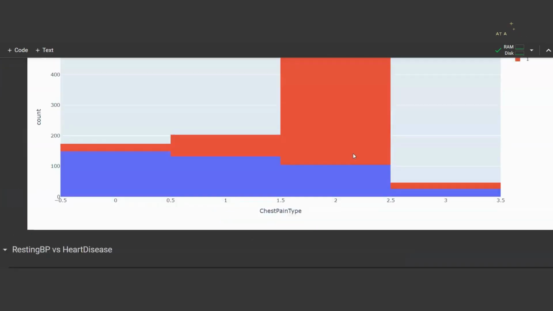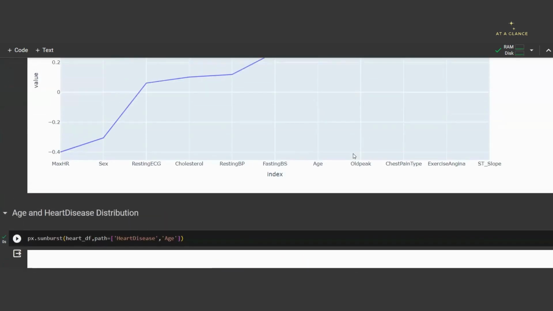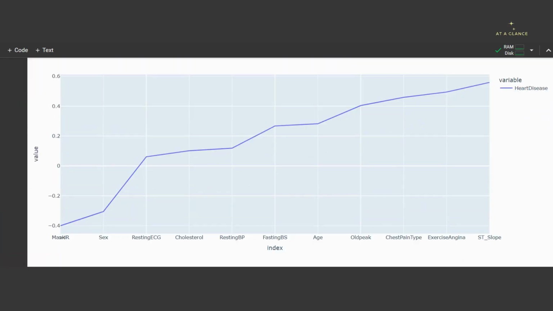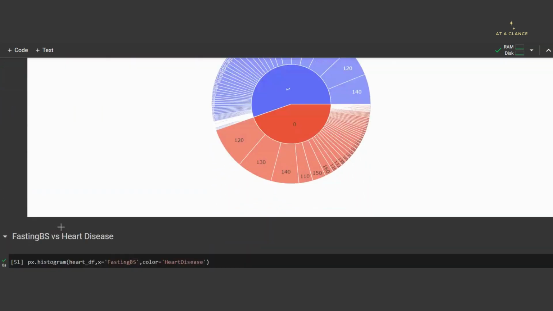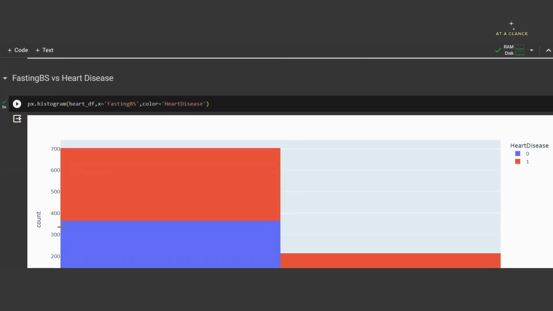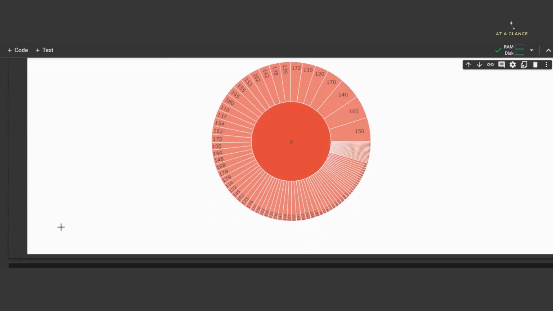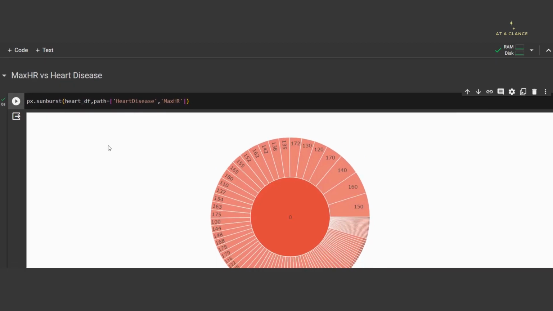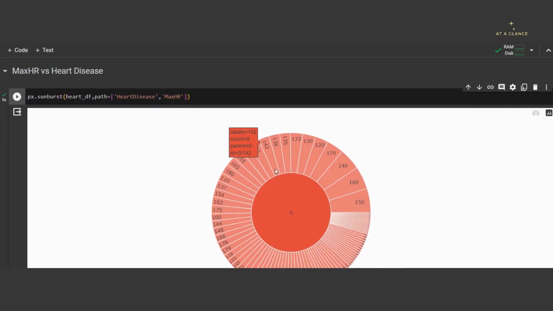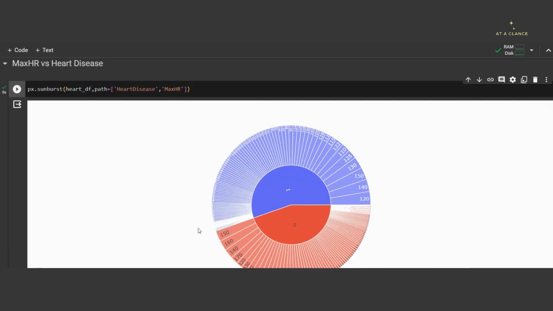Now let's come back to this particular correlation plot. If you look at the column maximum heart rate, here you can see it has a minus 0.4 value for its correlation, which says that it has a negative correlation. So now we are done with the fasting blood sugar, the maximum heart rate, and now we are done with this sunburst graph.